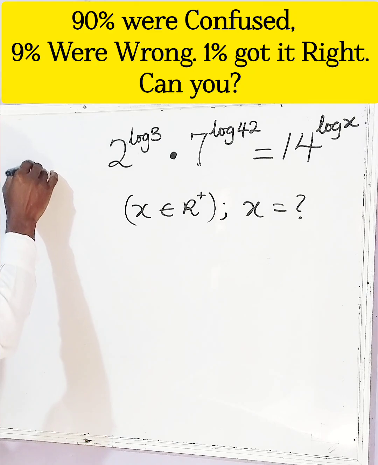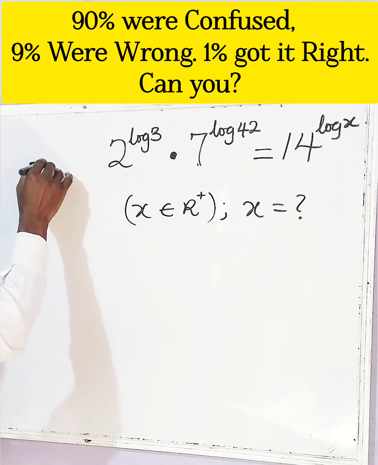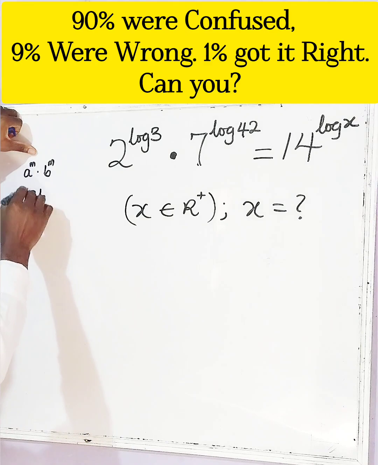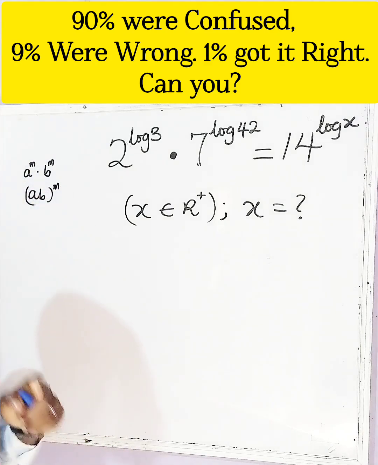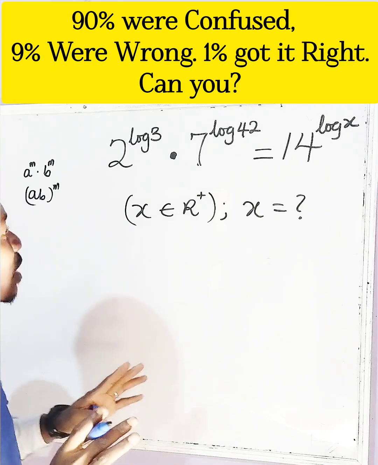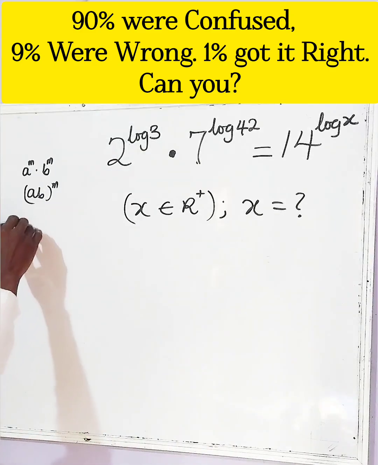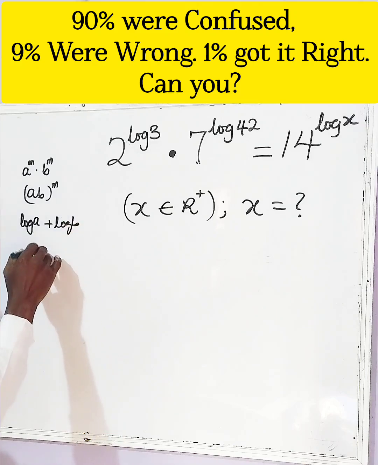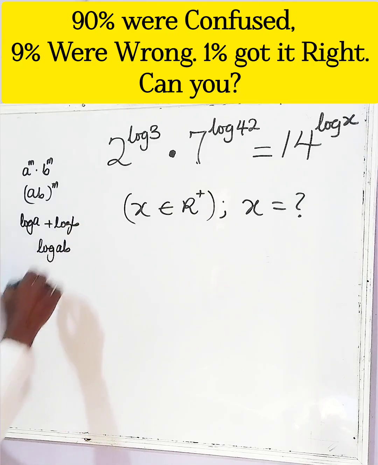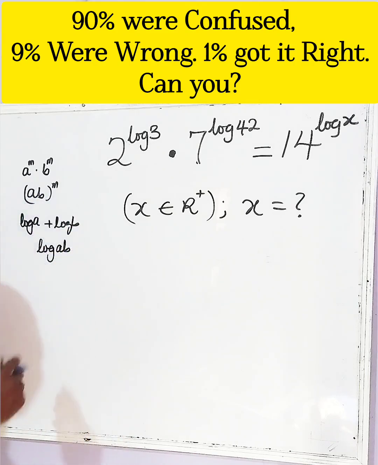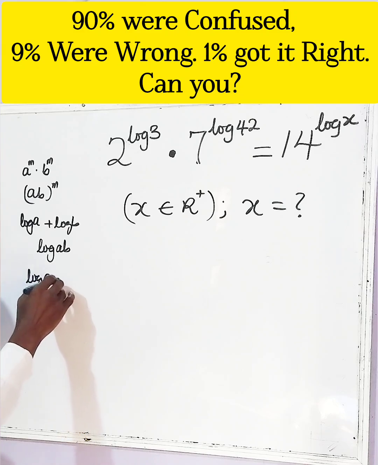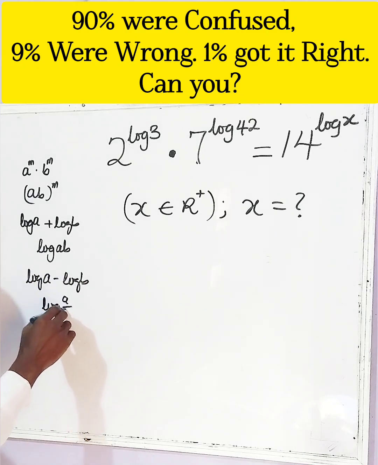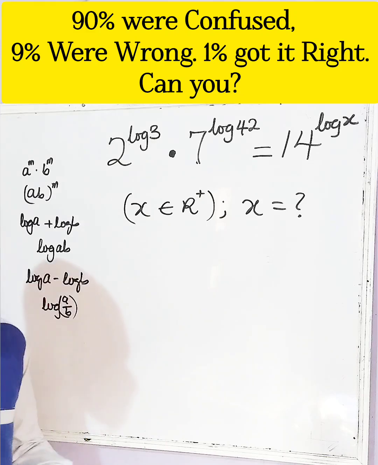a raised to m times b raised to m. So this rule gives us ab all raised to what? M. Again, let us also recall some laws of logarithm. In the case whereby you have log a plus log b, this gives us log ab, because the argument multiplies. And when you have log a minus log b, this gives us log a all over b. The argument divides.